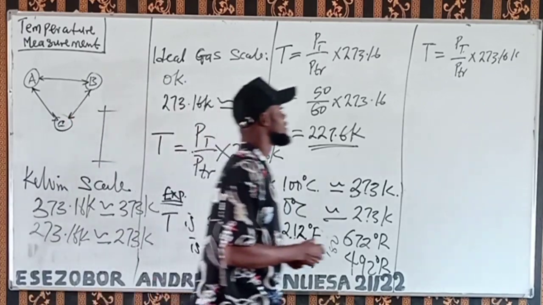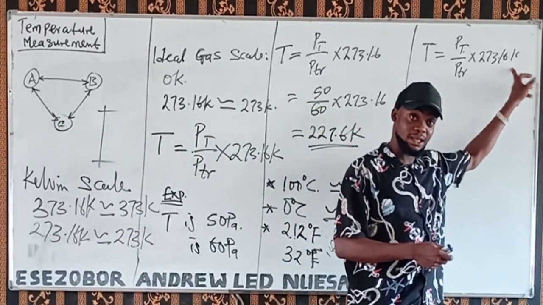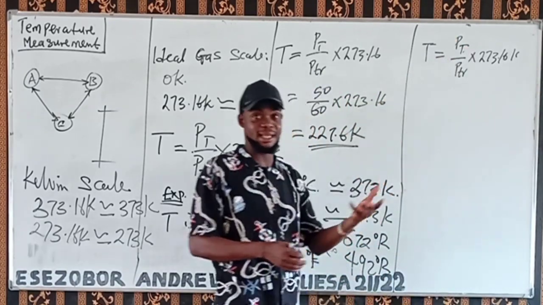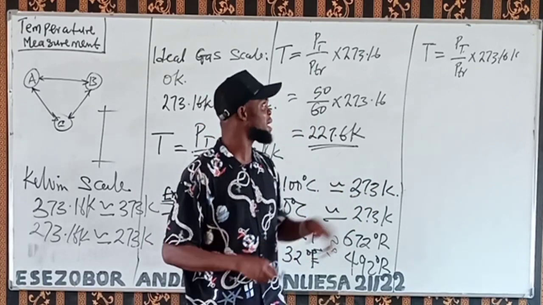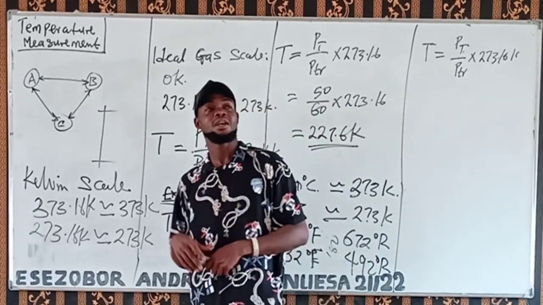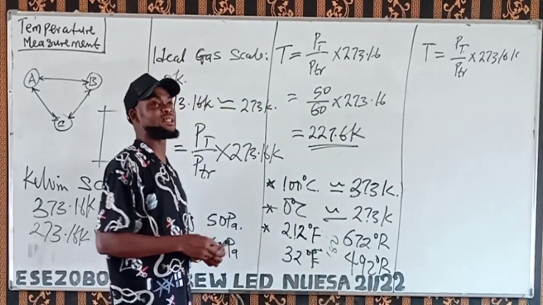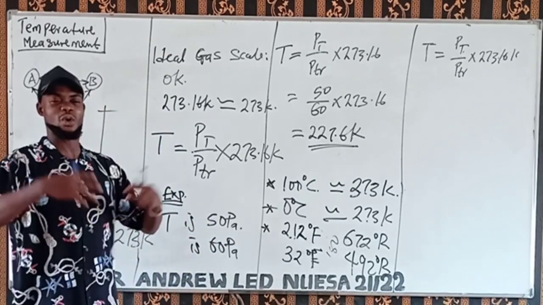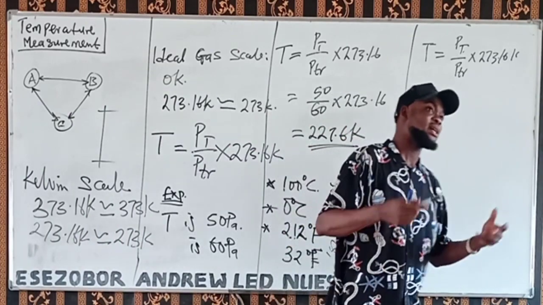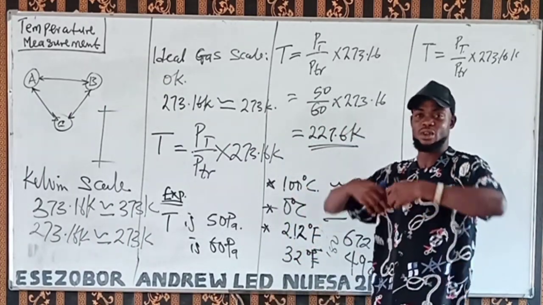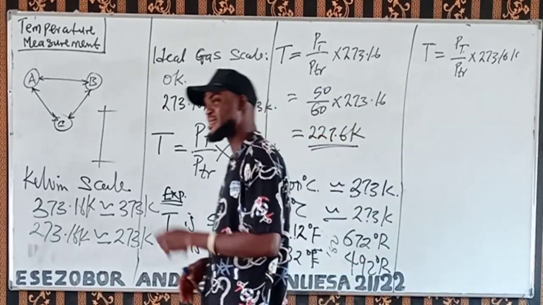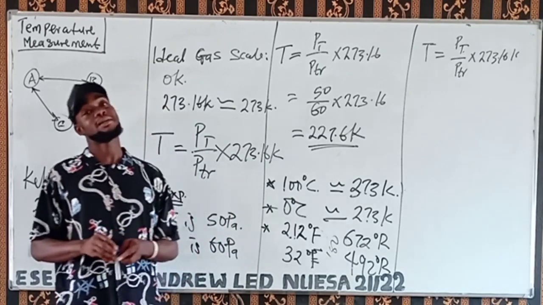This is majorly from the ideal gas scale. Then remember the temperature of tea, the temperature of water, and so on. This thermometer is very slow to use. It's not convenient. But it is very sensitive and it is also accurate.